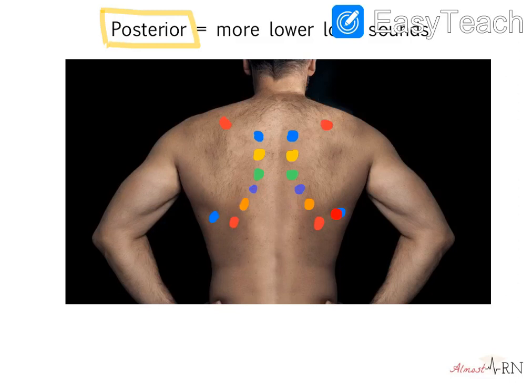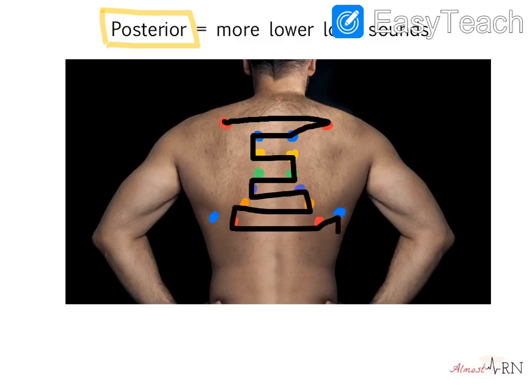as the front. Once again, just for you visual learners, I'm going to draw the ladder aspect again. So here. All right, and that is where you listen to the posterior side of the lungs.